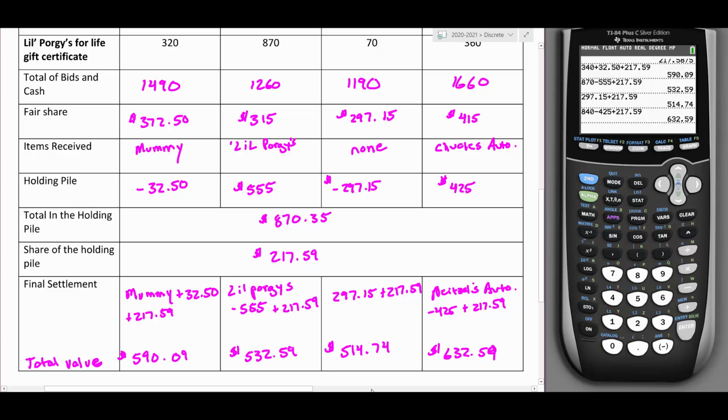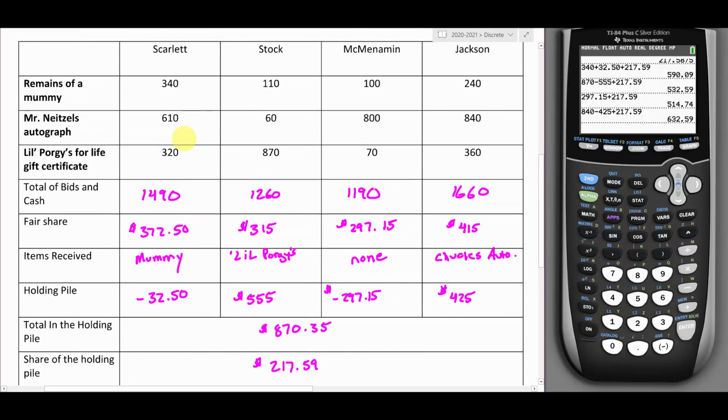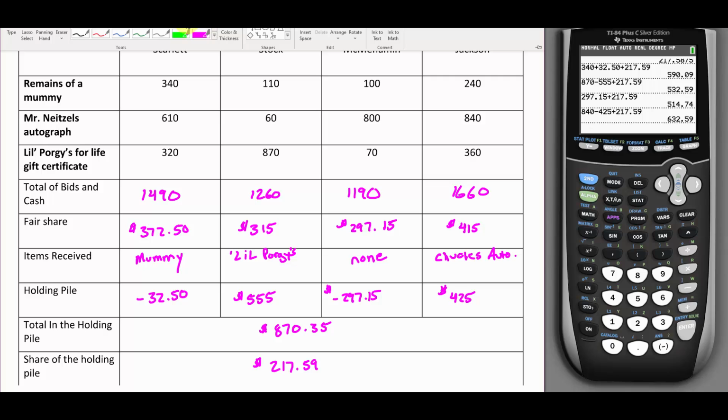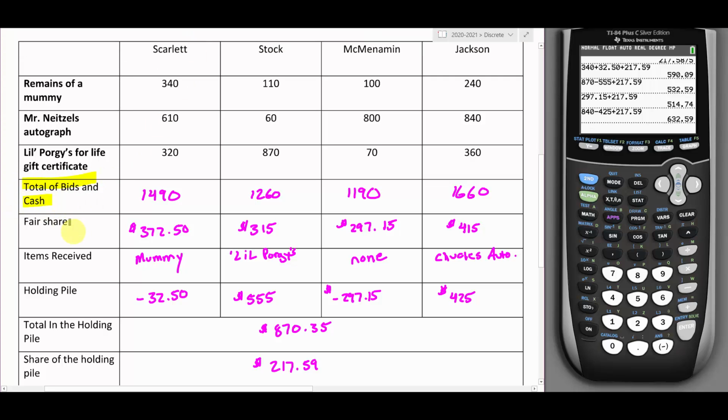So just to kind of recap what happened with that cash, remember the cash factored into this part right here, and I'll highlight these. The cash factored in here when we did the total of our bids in cash, which then affected the fair share, and then it popped up again when we did the total in the holding pile. Once we do the total of the bids in cash, we just throw that 220 in the holding pile, and then we wait to figure all this out, and we get these numbers right here, the holding pile numbers, plus the 220 to get our total. So really it only affects two parts of the process.